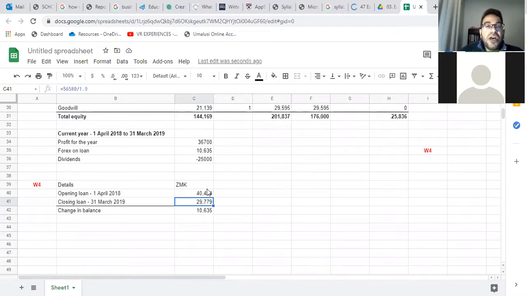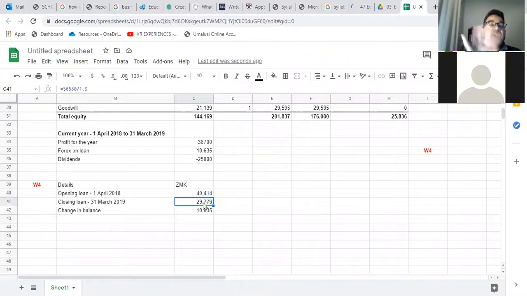We don't want the ZAR amount. We want the closing ZMK amount, the foreign currency amount, because we need it to complete our analysis of equity. So that's what we said: that minus that gives us 10,635. So the question is, how do I know I must increase profit or loss? How do I know I must decrease profit or loss? On 1 April, as a result of the exchange rate, they owed us 40 million. At 31 March, they owe us less.